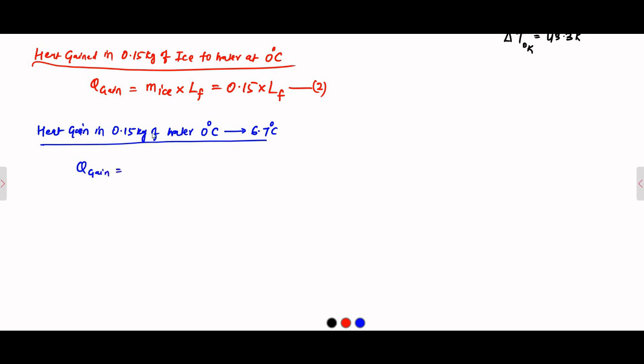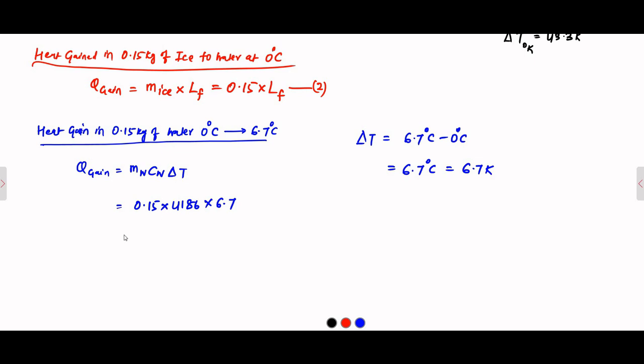So that heat gain is equal to mW Cw delta T, that is 0.15, specific heat of water again 4186, and here this temperature increase of 6.7 degrees Celsius minus 0 degrees Celsius, which is 6.7 degrees Celsius, it is the same as in Kelvin. That is, an increase of 6.7 degrees Celsius is the same as an increase of 6.7 Kelvin. So directly we'll use 6.7. So it is coming around 4206.93 joules.